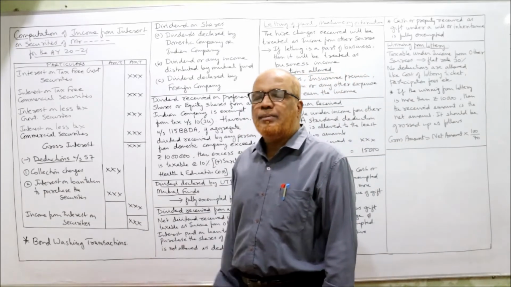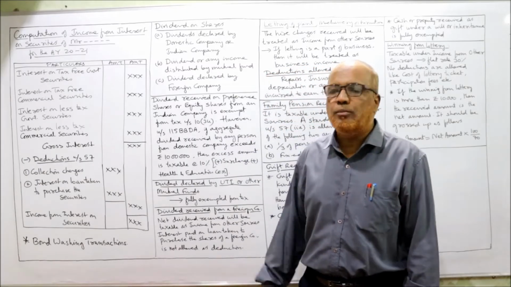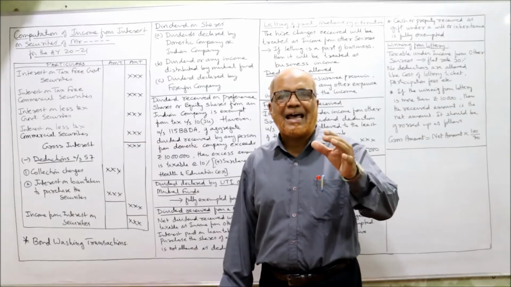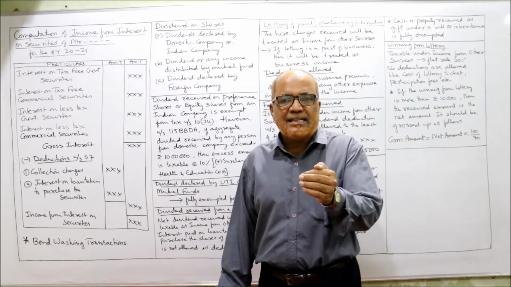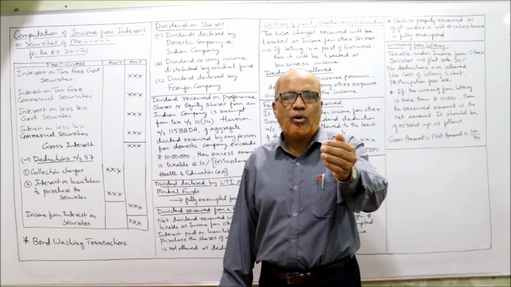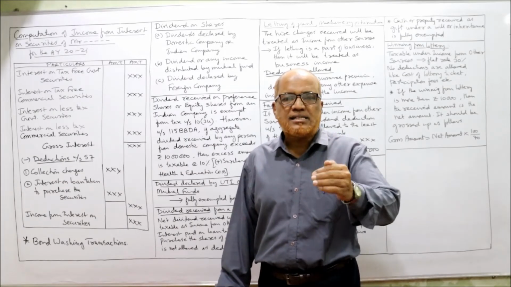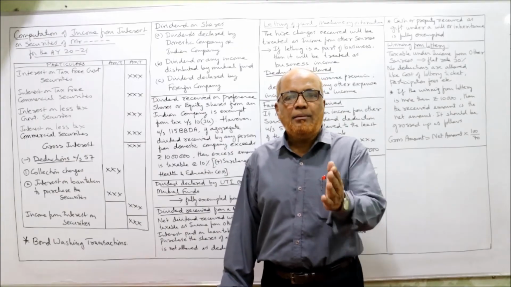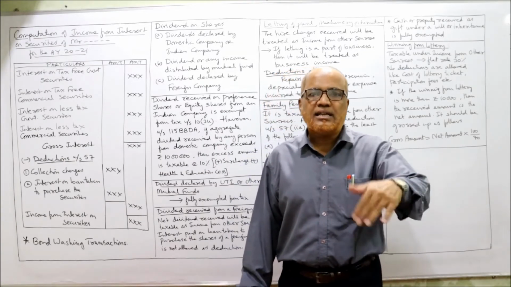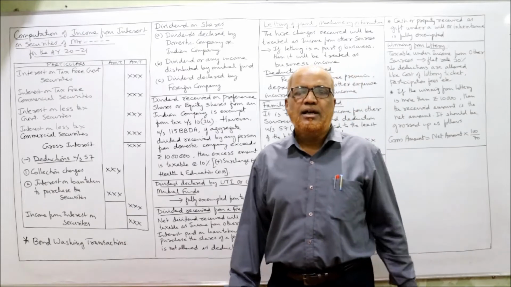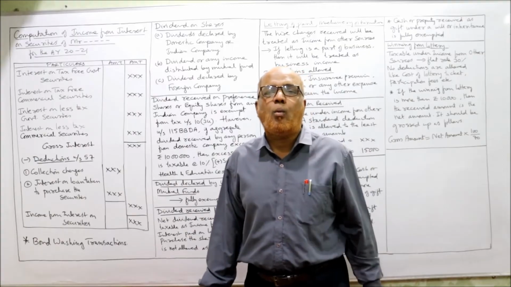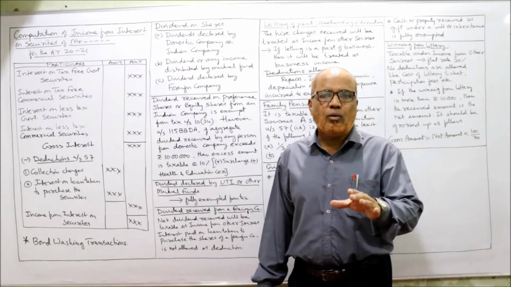Now one concept will be asked in theory questions: what do you mean by bond washing transactions? Bond washing transaction means it's an act of selling the security just before the year end. Before the financial year ends, the assessee will sell the security, and immediately after the closing of the financial accounts, next year he will again repurchase. That means sell and repurchase the security in order to avoid the tax.